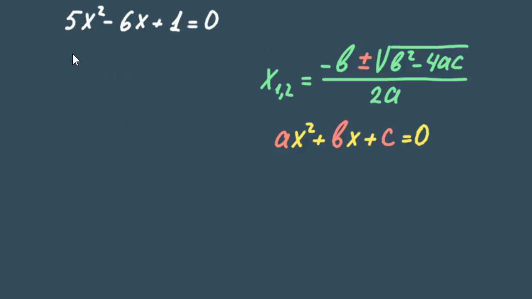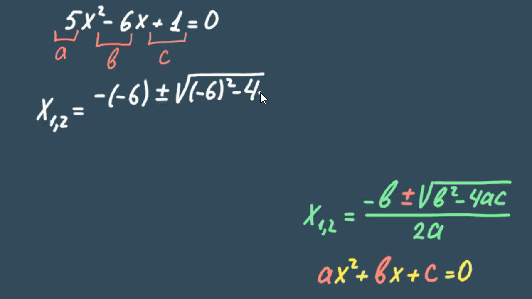In this quadratic equation, 5 is the coefficient a. -6 is the coefficient b. And +1 is the constant term c. Let's substitute these numbers in the formula. Be careful with the signs.